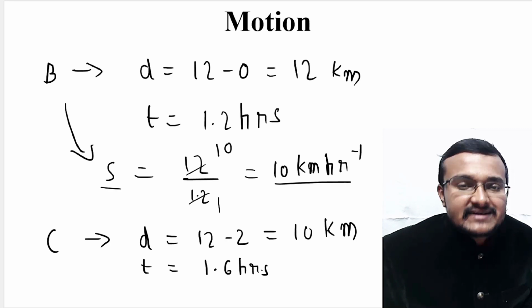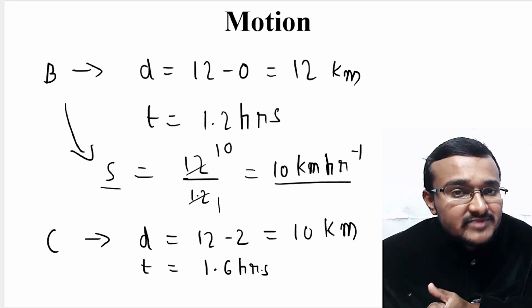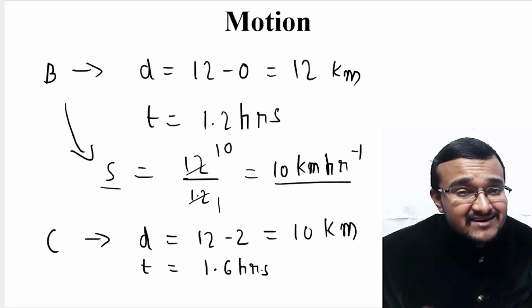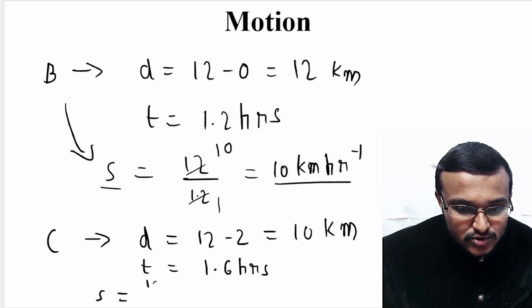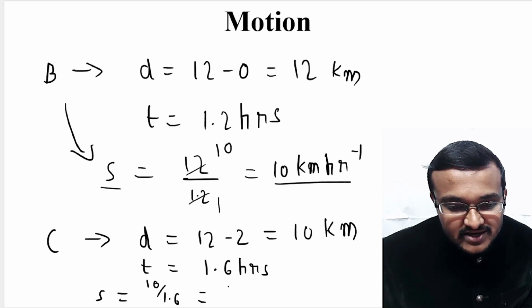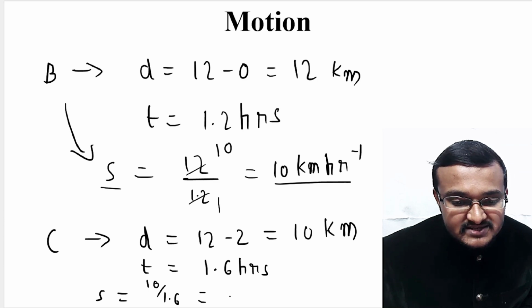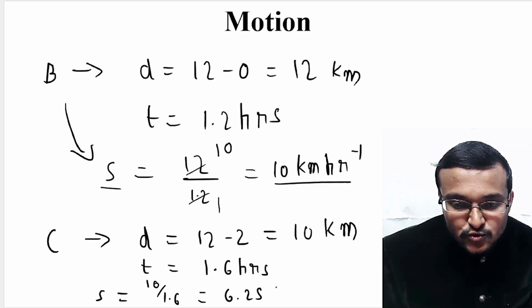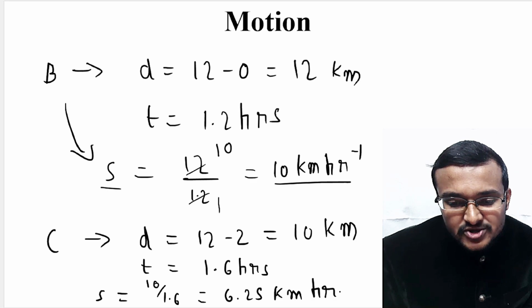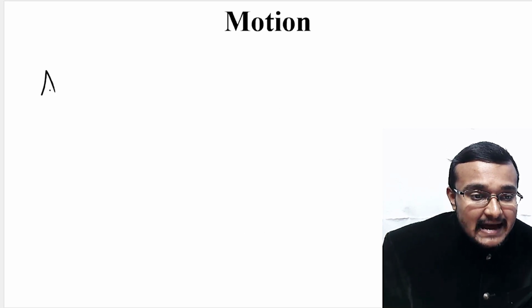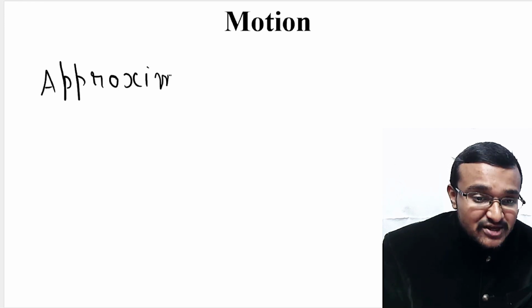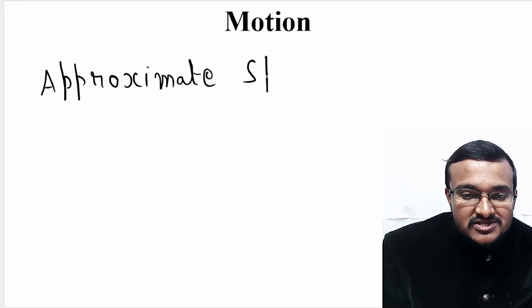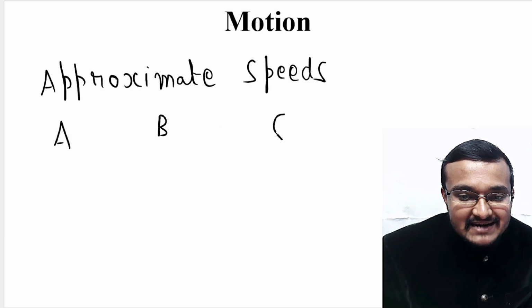We'll just have an approximate idea about total distance and total time to calculate the approximate speed of C. So the approximate speed of C will be equal to 10 divided by 1.6. When you do 10 divided by 1.6, you get 6.25. So 6.25 kilometer per hour. So here I have calculated approximate speeds. You should not assume these as the accurate speeds. These are all approximate speeds which I have calculated for A, B and C.